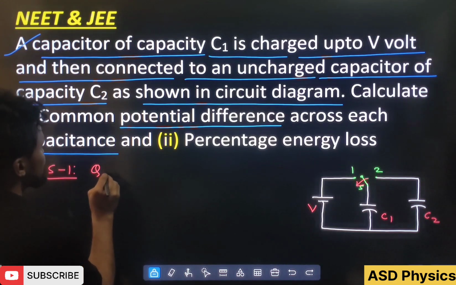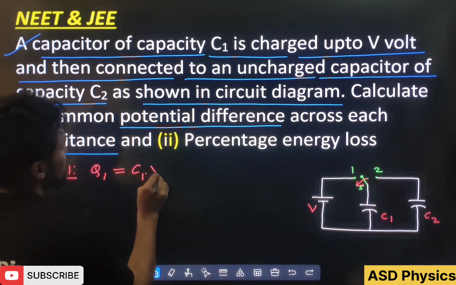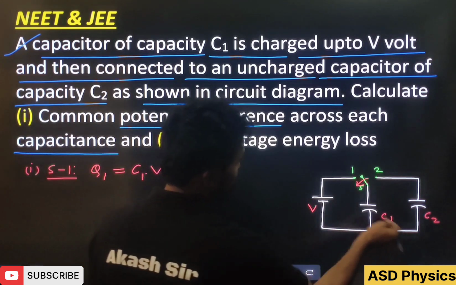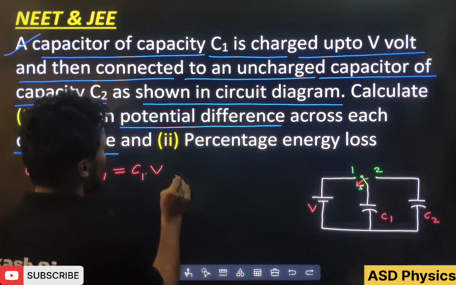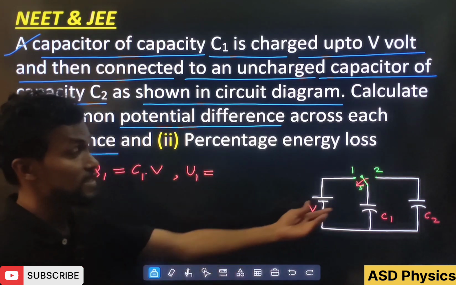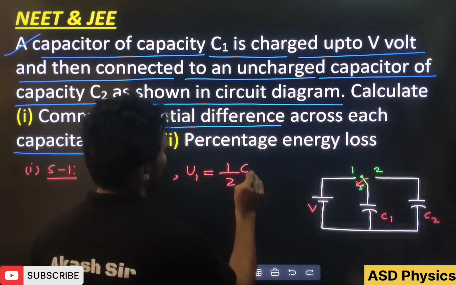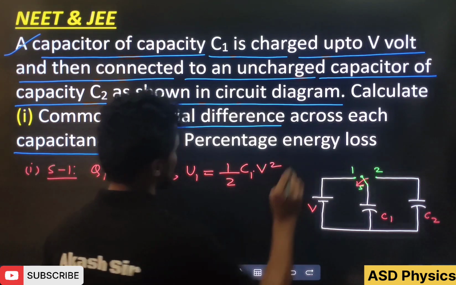Okay. So see here, this initial charge is given by the capacitance C1 and the potential is V, so C1 V. After that, if I ask about the energy, how much energy will it store? U1, if I write here, what will it come, students? See, half C1 into V square.